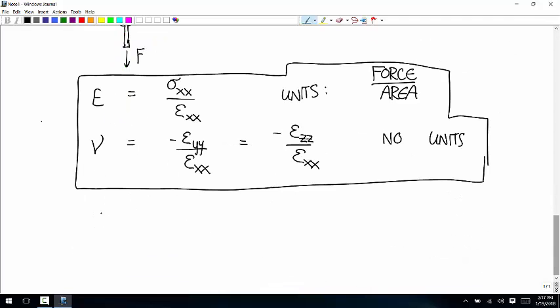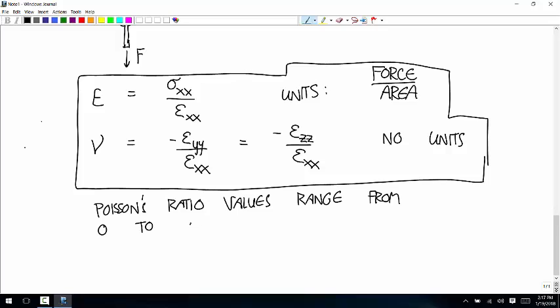So Poisson's ratio values range from 0 to 0.5. 0 would be if you stretch it and it stays exactly the same thickness in the other two axes. And 0.5 would be if the volume is conserved. So that's called an incompressible material.